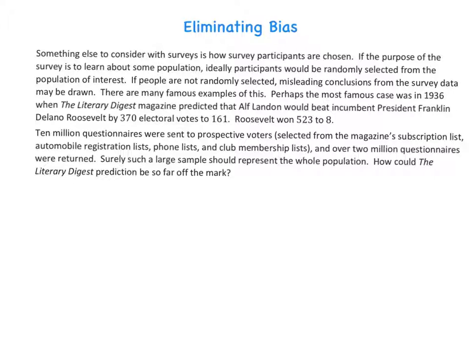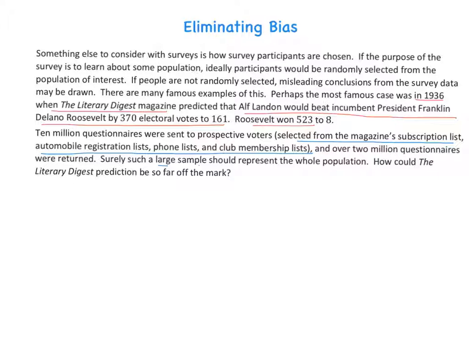There was a case in 1936. The Literary Digest, which is a magazine, predicted that Alf Landon would beat incumbent President Franklin Delano Roosevelt by 370 to 161 in the Electoral College, and Roosevelt ended up winning 523 votes to 8. So clearly something was really off. They tell us a little bit about how the questionnaires were sent out. They selected people from magazine subscription lists, automobile registration lists, phone lists, and club membership lists. Over 2 million were returned, and you would think that this would have represented a large amount of the population since it was such a large sample.